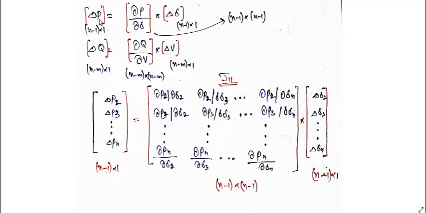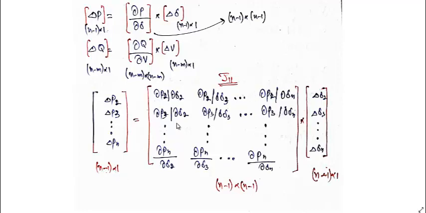So I will expand this term like this: delta P2, delta P3 up to delta Pn, because these will be all the real powers for all buses except the slack bus. So again, the delta variables will be delta 2, delta 3 up to delta n. That's all the deltas which are unknown for all the buses except the slack bus. It will be n minus 1. So its order will be n minus 1 cross 1.